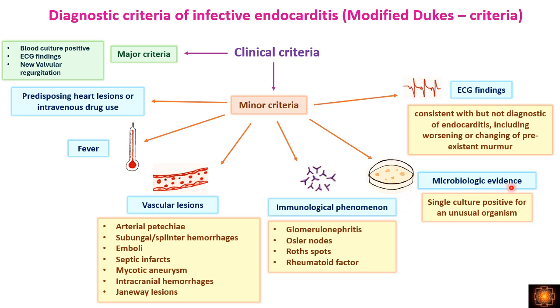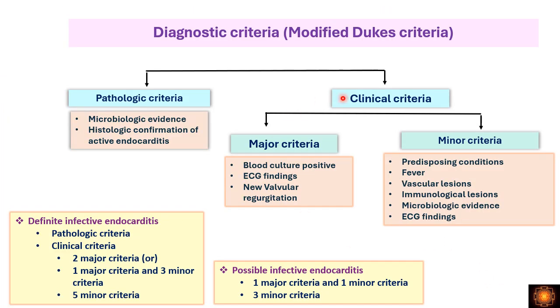And microbiological evidence: a single culture will come out to be positive for an unusual organism. In the major criteria, two cultures come out to be positive 12 hours apart, the sample is taken and it comes out to be positive. Here in the minor, a single culture is positive for the unusual organism. And echo findings which are consistent but not diagnostic of endocarditis, including worsening or changing of pre-existing murmurs. So all this comes under the minor criteria. So this is the Duke's criteria, pathologic criteria and the clinical criteria.